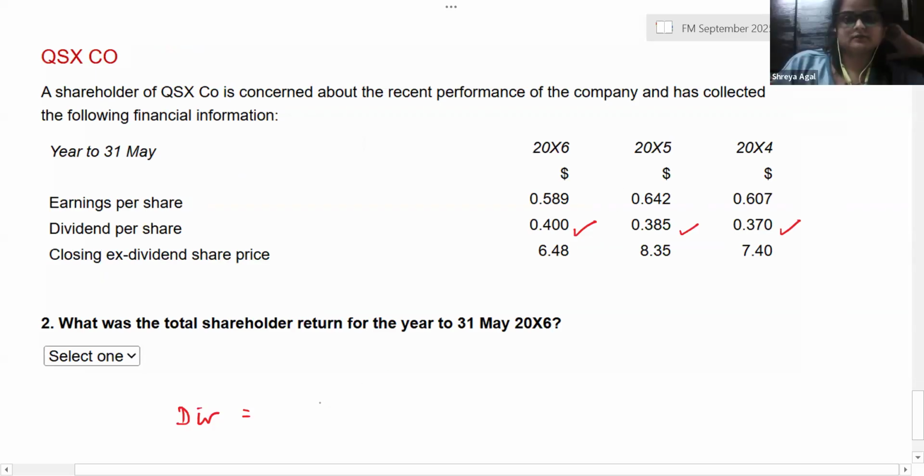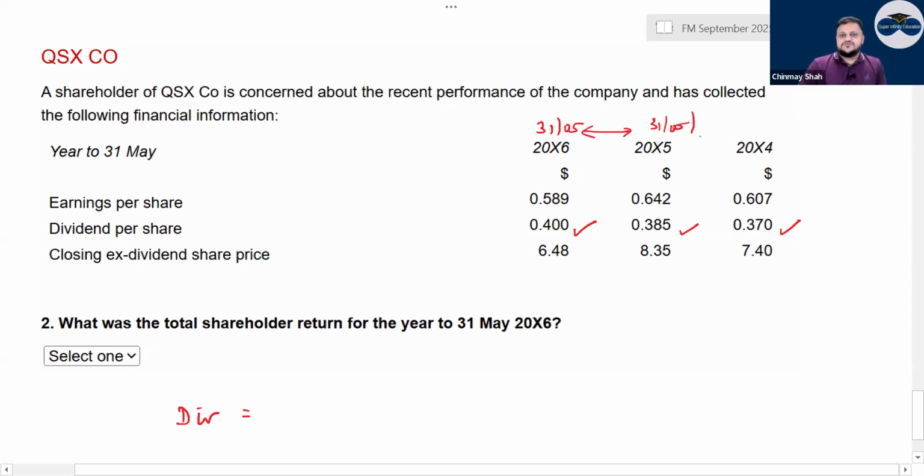0.385. ये तो कब का है? Year to 31st May means what? Sir, this is as on 31st May 2026. यहाँ से एक साल पीछे जाना है, यानी this is 31st May 2005 and this is between what? 31st May 2004. This dividend will be paid at what time? ये इससे पहले पे हुआ होगा and before the year, correct? 2003 to 2004. 2004 to 5 में how much dividend is paid? Tell me. 0.385. 2005 to 6 dividend is to be.